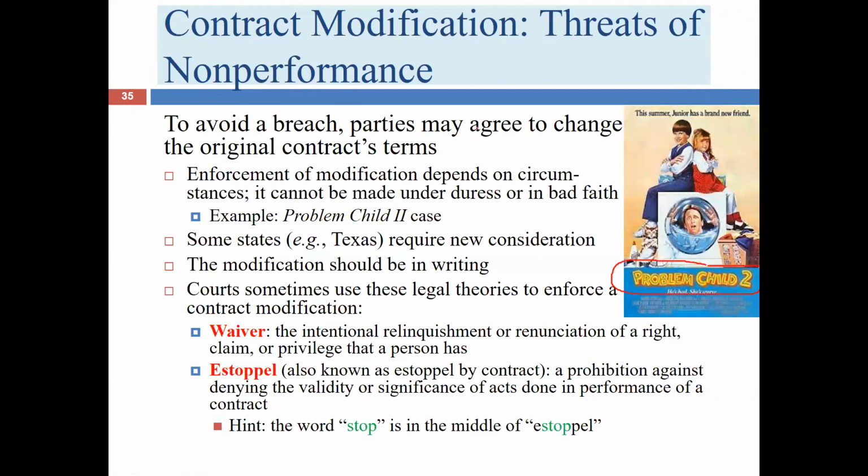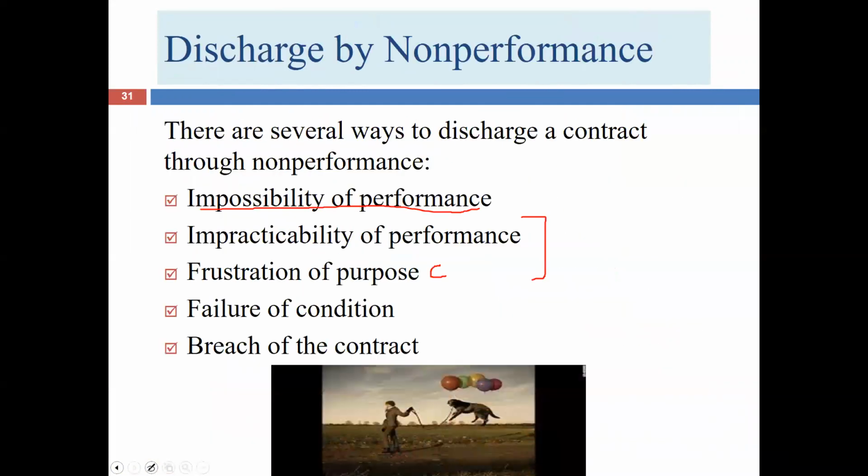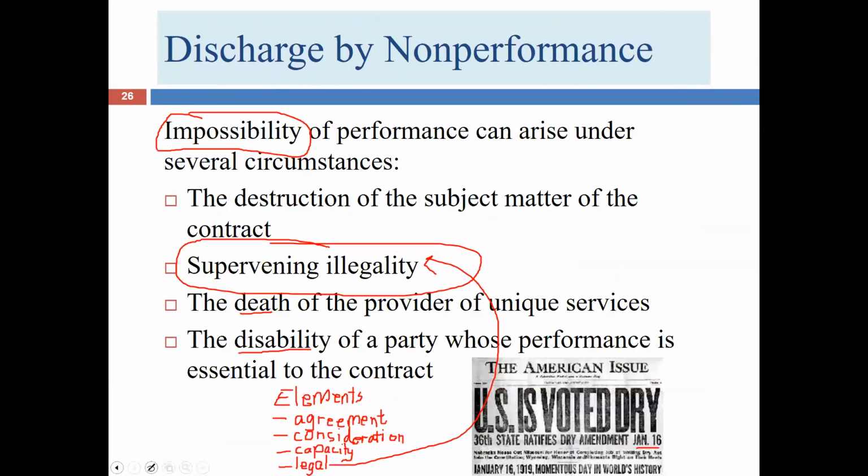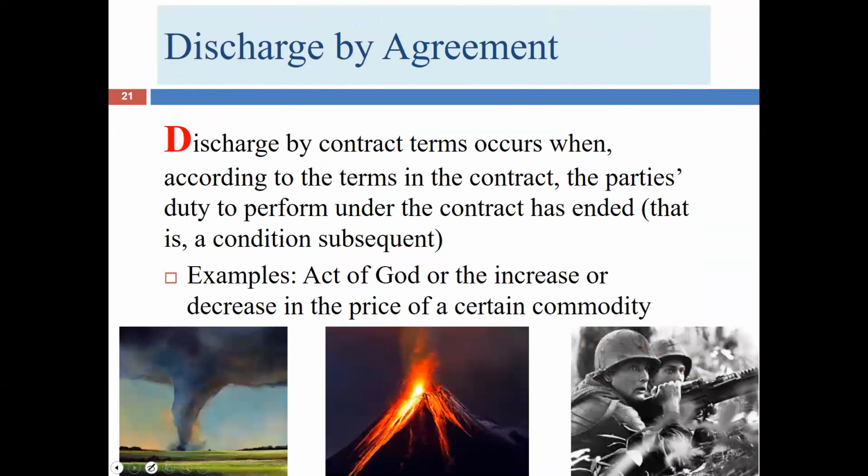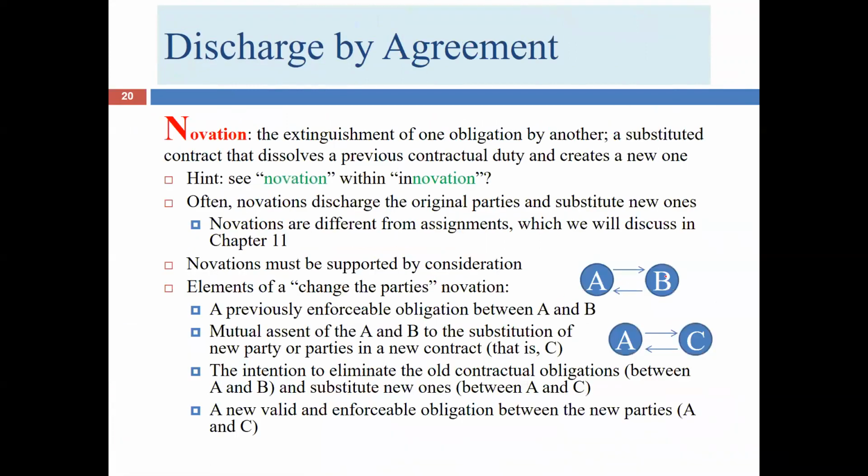So to avoid a breach, parties may agree to change the original contract's terms. And we saw this with novations. Remember, someone broke his leg or her leg. Go back here to our original story. So B broke the leg. B had the lawn service. He was mowing A's lawn, and A was paying B the amount of money. B's leg got broken. He's not going to be able to mow the lawn. So C comes in. He assumes the same duties that B was doing, and A agrees to pay C. B is out of the contract. He has no continuing obligations in the contract. So that's one way that we can have a contract modification.